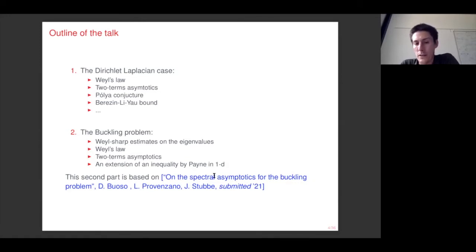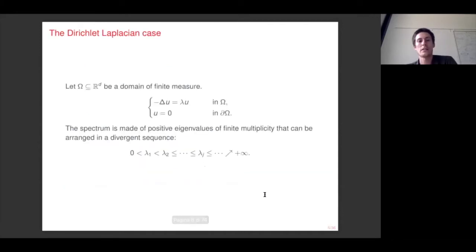Let me briefly mention that in the first draft of this preprint, we were assuming a regularity condition on the domain, which, immediately after, we realized was not needed. So in this talk, I will present the result, dropping this regularity assumption on the domain. As I've said, let's recall some results for the Dirichlet Laplacian.